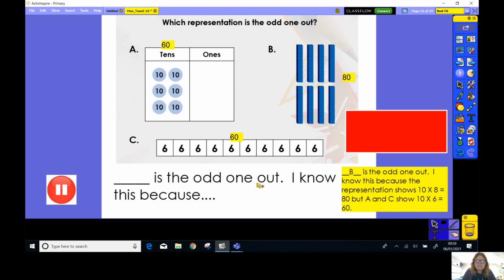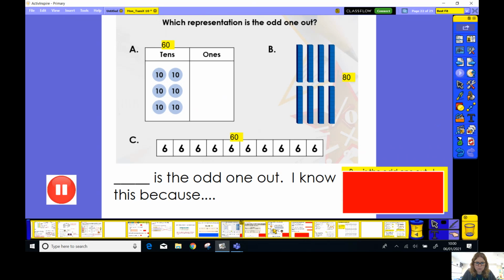I've answered it like this. B is the odd one out. I know this because the representation shows 10 times 8, which equals 80, but A and C show 10 times 6, which equals 60. So your answer would say roughly the same sort of thing.